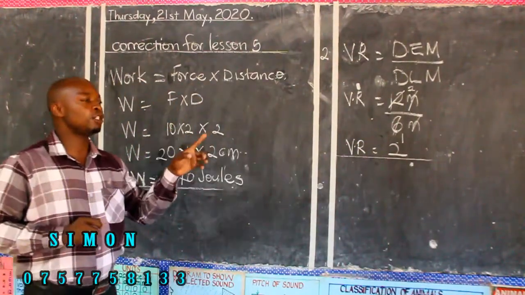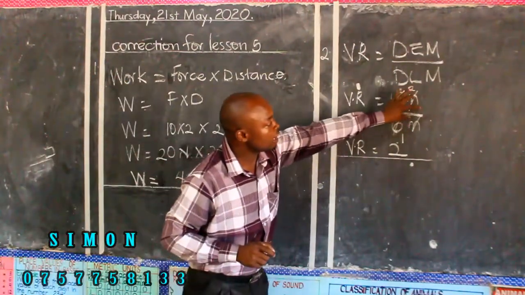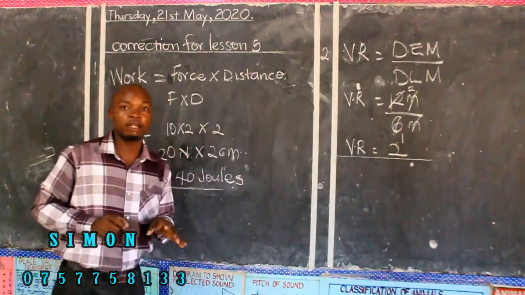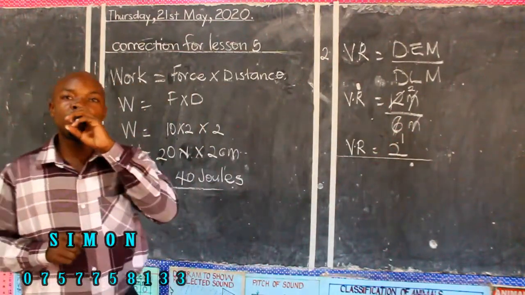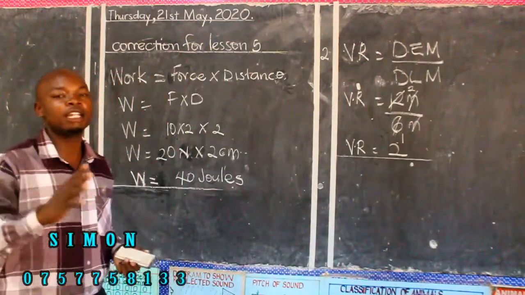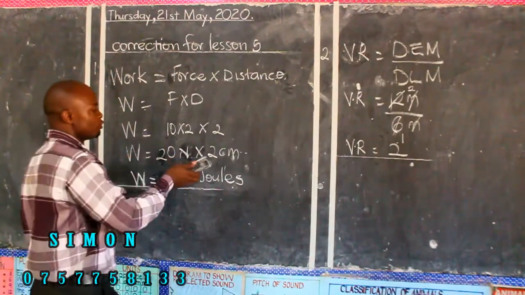Meaning that velocity ratio does not have units. Because when you check, meters and meters are the same, so we shall have only 2, and that is the velocity ratio. For today, I want us to look at something else. After looking at inclined planes, I also want us to look at this today, and this is where we're going to begin from.